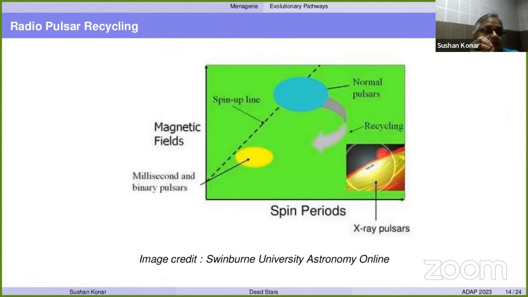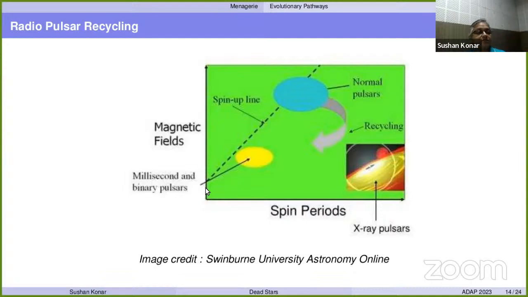Okay, so one of the important issues about recycling is the spin-up line. You see here, this is again some schematic version of the spin period magnetic field diagram. This is B and this is P. So here are the normal pulsars. They would have died, but because of recycling, they are coming up. And there is a limit to how much they can be spun up. And it is intimately tied to the final magnetic field that they have.